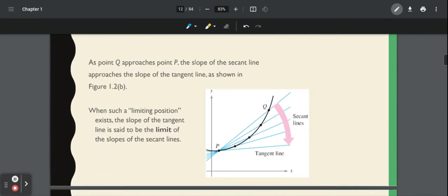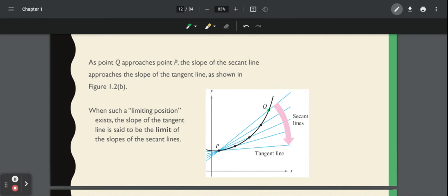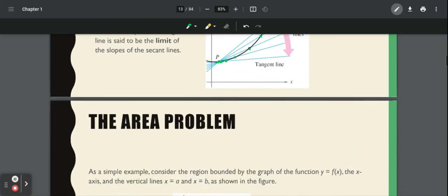So what happens is as that point that you picked moves closer and closer to P, you get a more accurate representation of what the slope of that tangent line is. So that idea of when your limiting position exists, the slope of the tangent line is said to be the limit of the slopes of the secant line. So if you were to keep getting closer and closer, when you're infinitely close to that point P, and so you're really still finding the slope between P and some other point that's infinitely close to it, that would be the slope of your tangent line.